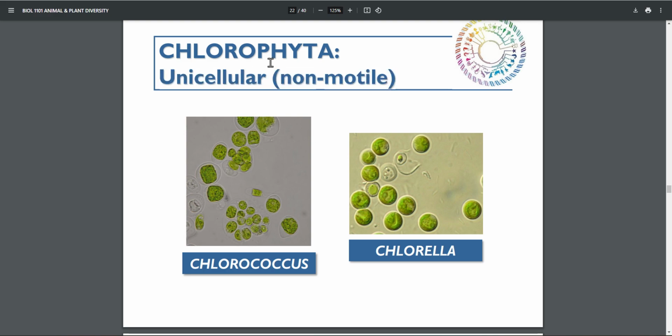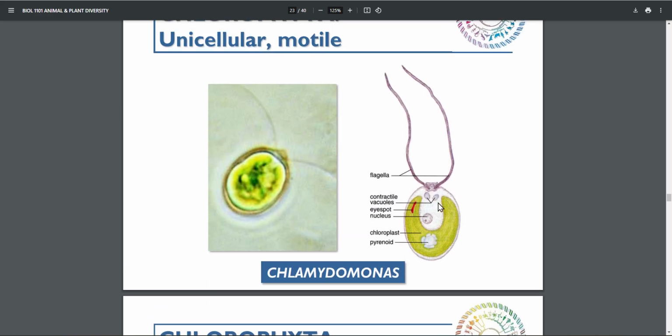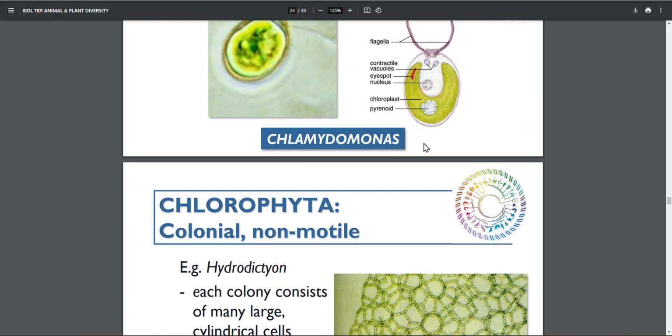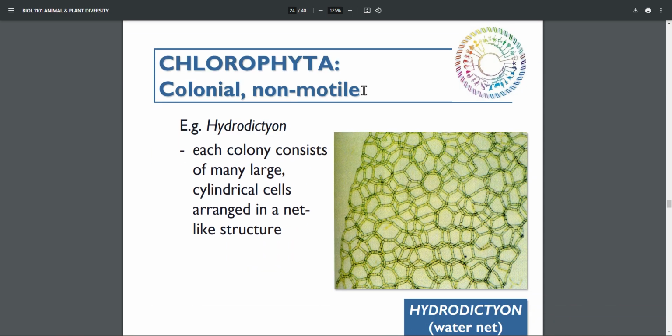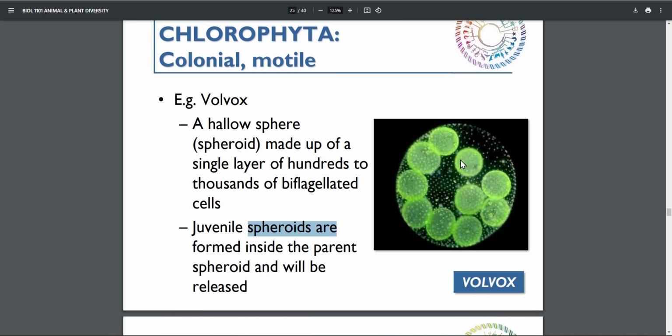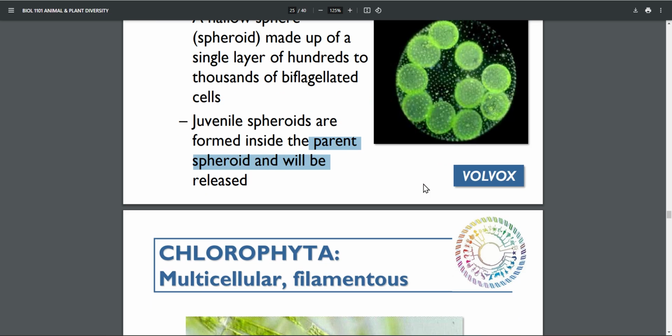So unicellular, non-motile green algae; motile unicellular algae with flagella, so swimmers; and then we have the colonial non-motile, which is like a group of individuals together in a net-like structure. This is non-motile, this is motile, and this sphere is a single layer made out of hundreds or thousands of biflagellated cells. They can move around, and then the juvenile sporoids, these greener things, are babies, and they will be released when the parent dies and opens.